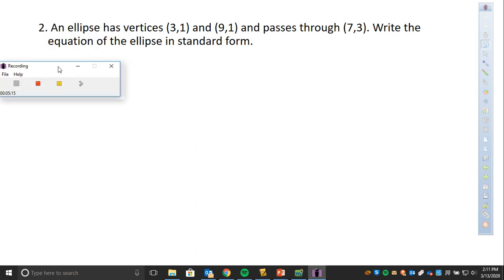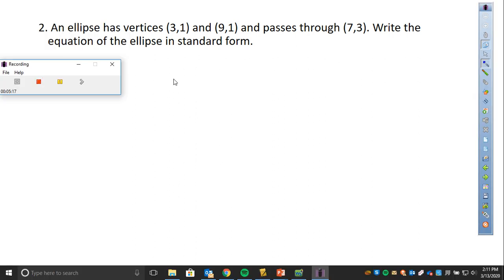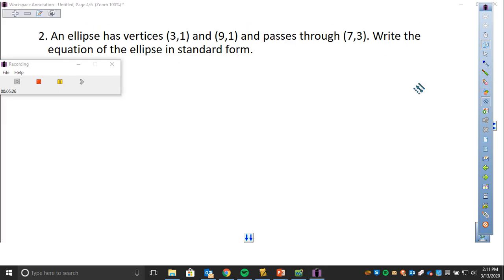So this next example, here we're going to write an equation this time. An ellipse has vertices at (3, 1) and (9, 1) and passes through that point. I'm going to write the equation of an ellipse and go from there. It says these vertices, so we're going to treat those as major vertices.